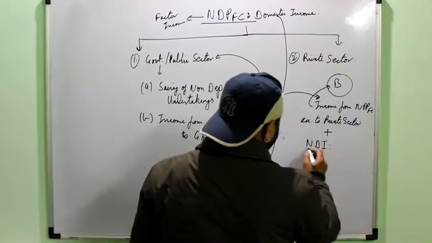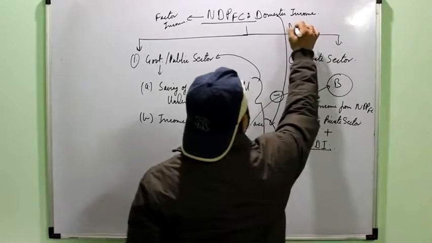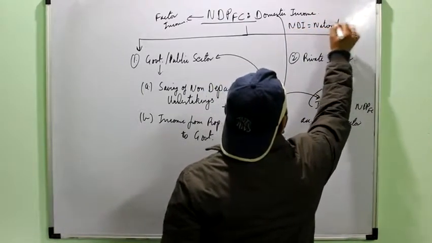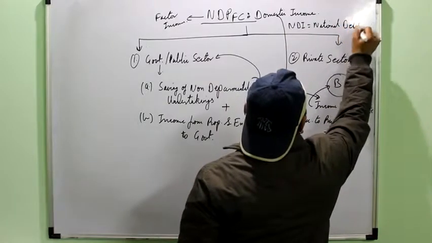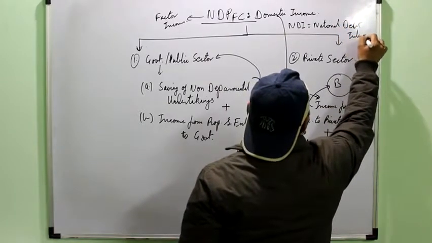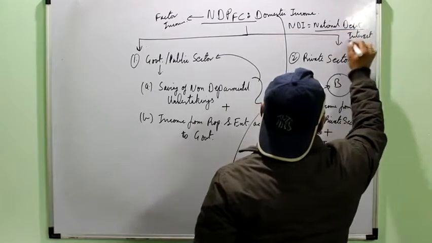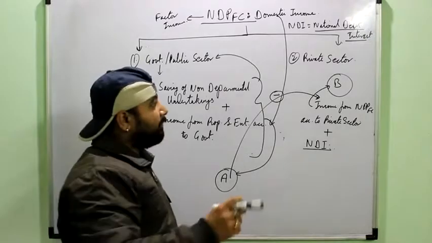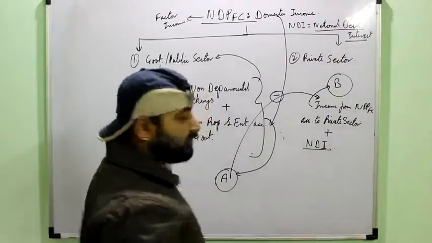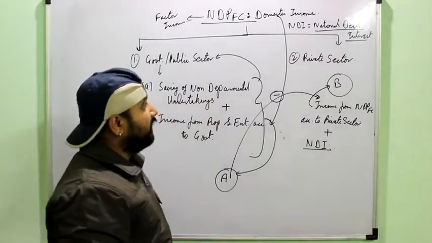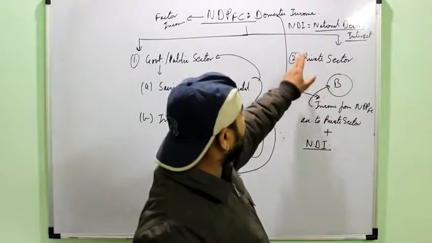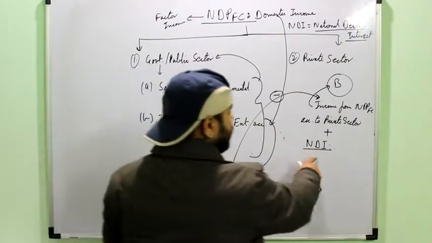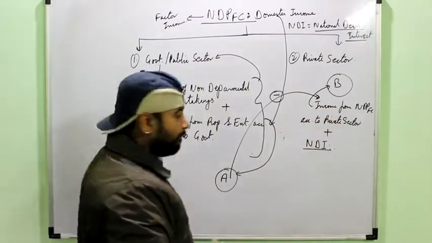NDI, that is National Debt Interest. NDI is National Debt Interest. It is defined as the interest paid by the government on the public deposits. The money which the public is depositing with the government in the form of treasury bills or in the form of any government bond, the interest which government pays to the public on that deposit is known as national debt interest. So again it is also a source of income for the private sector.